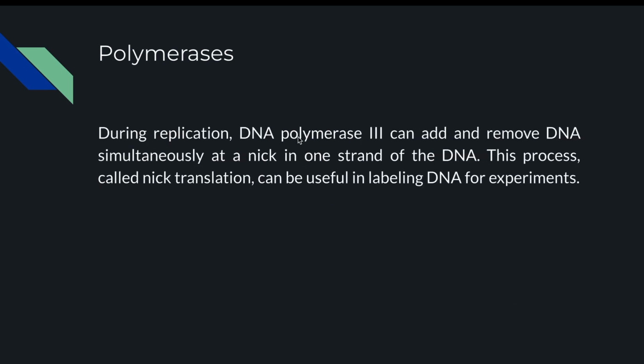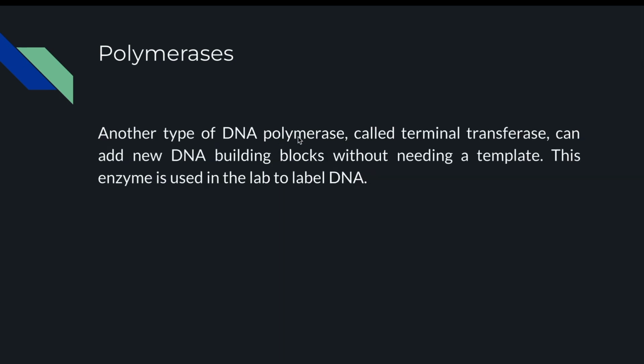During replication, DNA polymerase 1 can add and remove DNA simultaneously at the nick in one strand of the DNA. This process, called nick translation, can be useful in labeling DNA for experiments. Another type of DNA polymerase called terminal transferase can add new DNA building blocks without needing a template. This enzyme is used in the lab to label DNA.